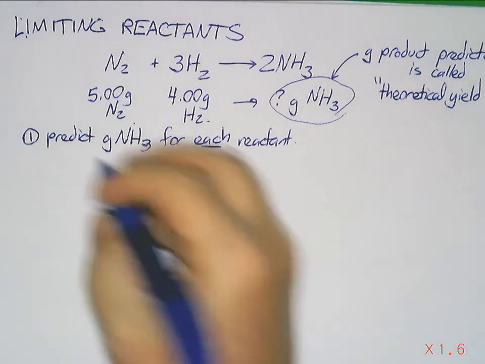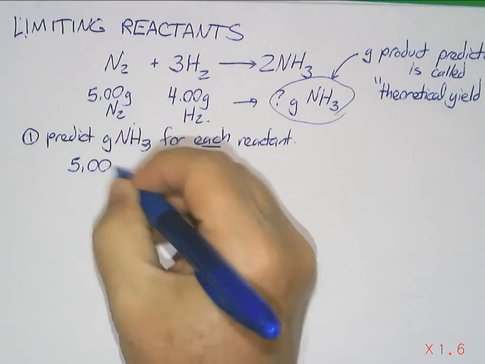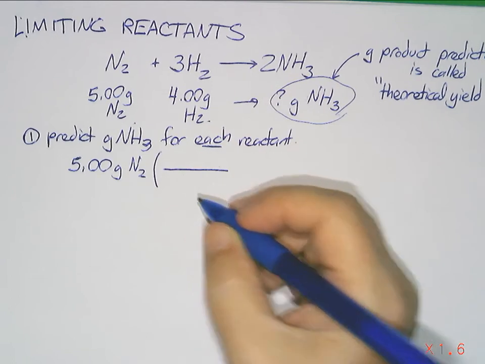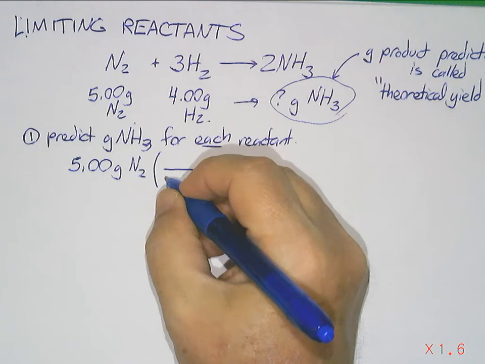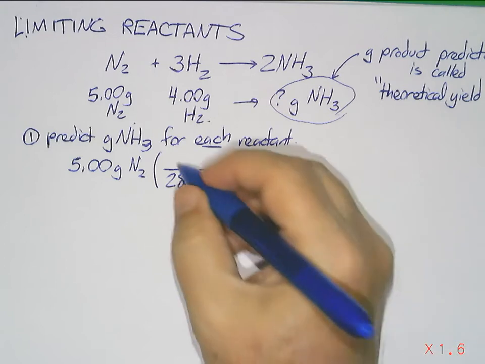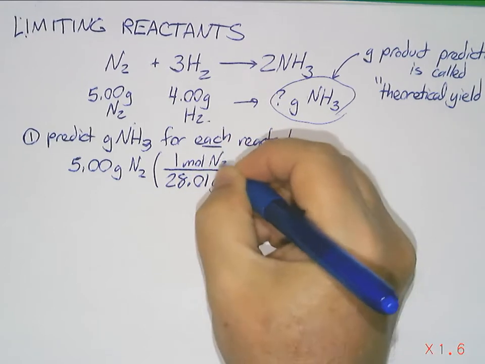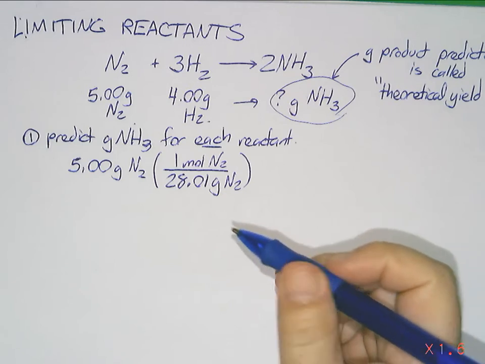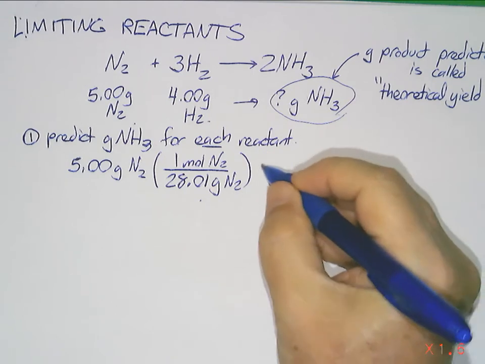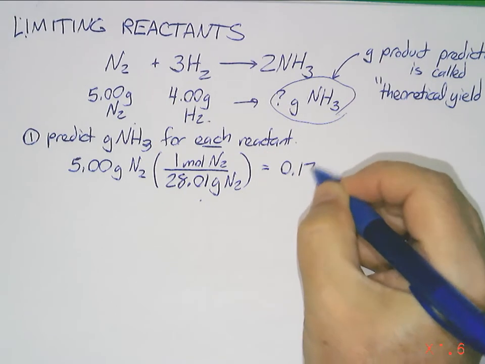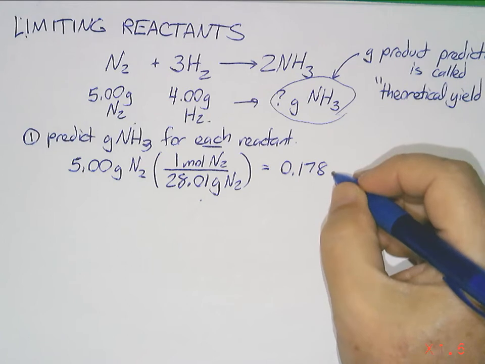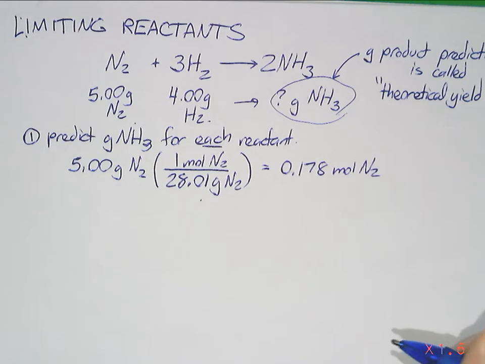So I'm going to take my 5 grams of N2 and turn it into moles of N2. Now, the molar mass of N2 is something like 28. I can figure that out. So if I pick up my calculator and I take 5 divided by 28.01, I'm going to get something like 0.78 moles of N2, something like that.